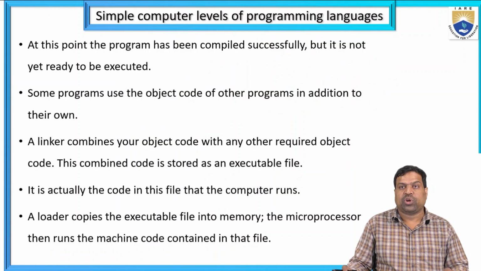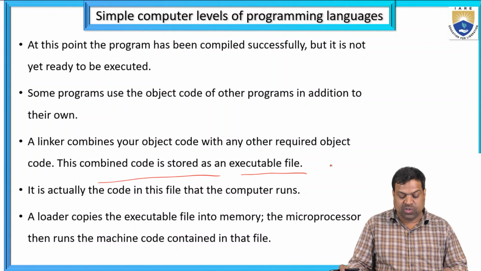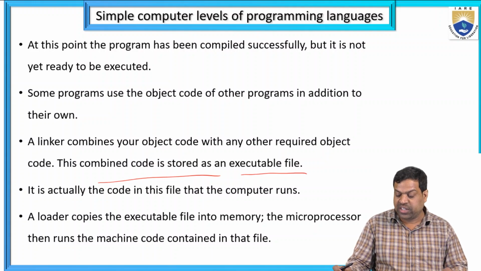At this point, the program has been compiled successfully, but it is not yet ready for execution. Some programs use the object code of other programs in addition to their own. A linker combines your object code with any of the required object code. This combined code is stored in the executable file. It is actually the file that the computer runs. A loader loads an executable file into memory. The microprocessor then runs the machine code contained in the file.